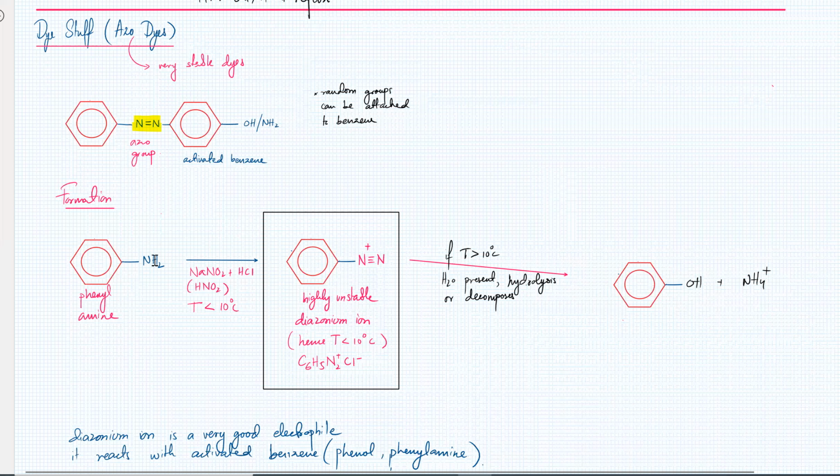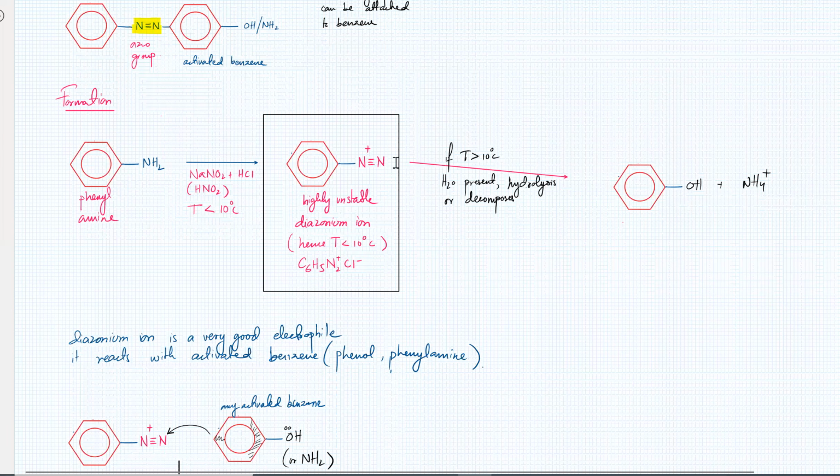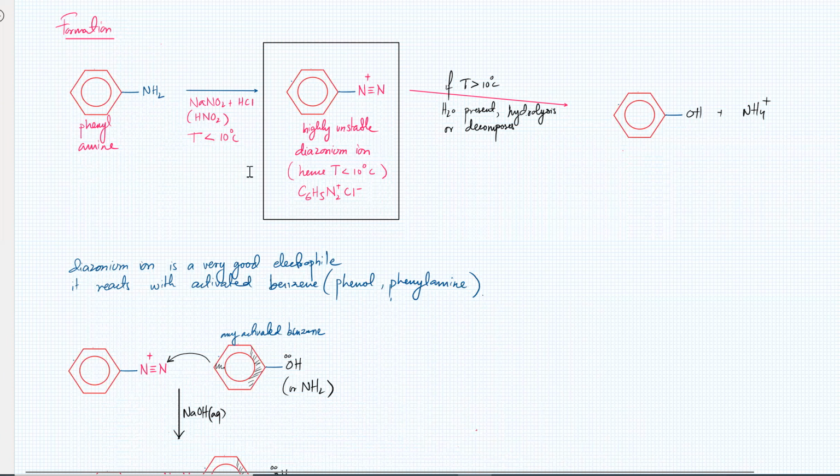So you start off with NH2, that's your starting material. You turn it into N triple bond N+, which is a highly unstable compound. If the temperature goes above 10 degrees centigrade, it will decompose immediately into a phenol. So that's the first step. A highly unstable diazonium ion is produced under these conditions.